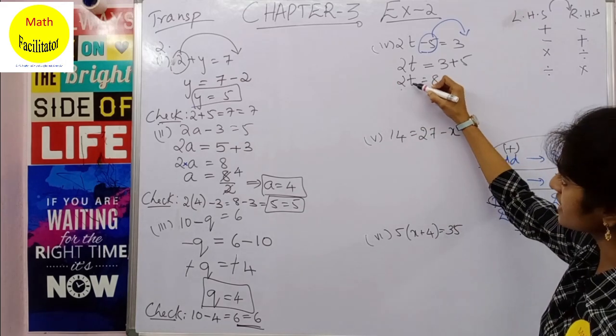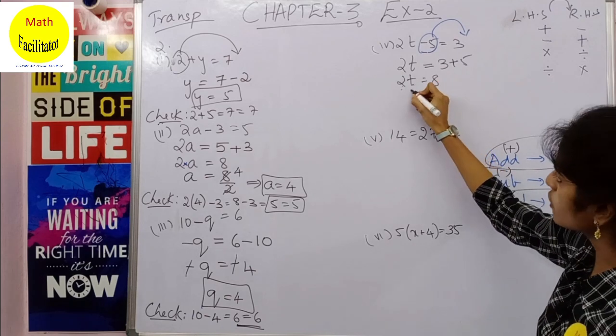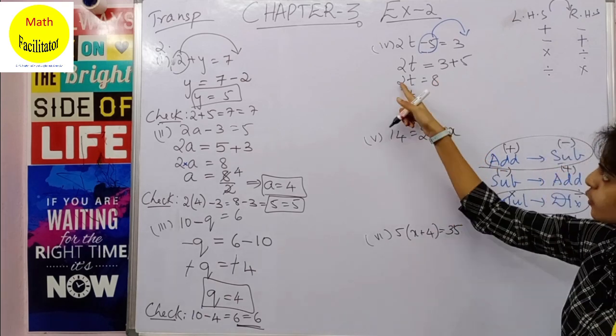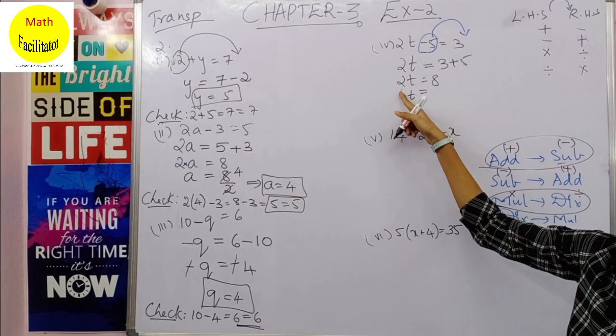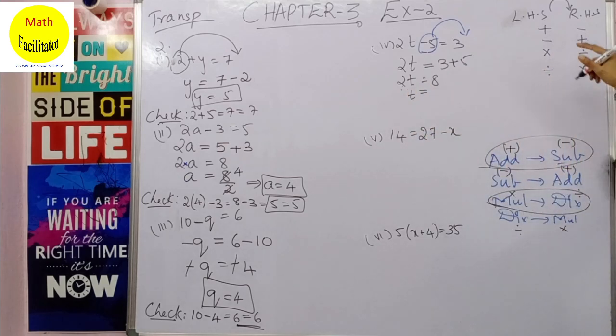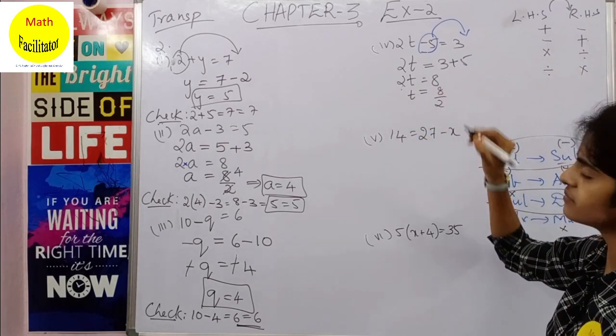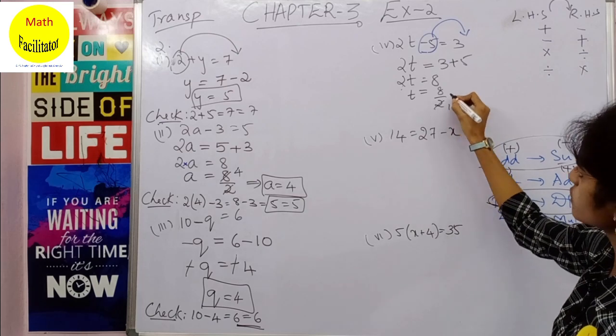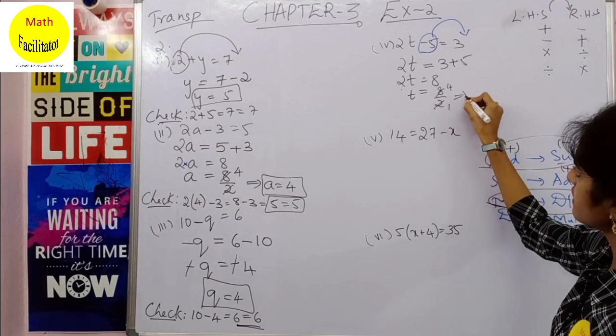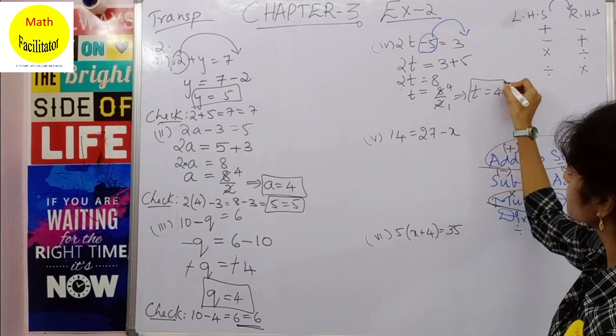Now this 2t is nothing but 2 multiplied by t. I want only t, so I'll send 2 to this side. 2 is in multiplication, so when it goes to the other side, it becomes division. Now again you know 2 1s are 2, 4s are 8. So the value of t, you got it as 4.